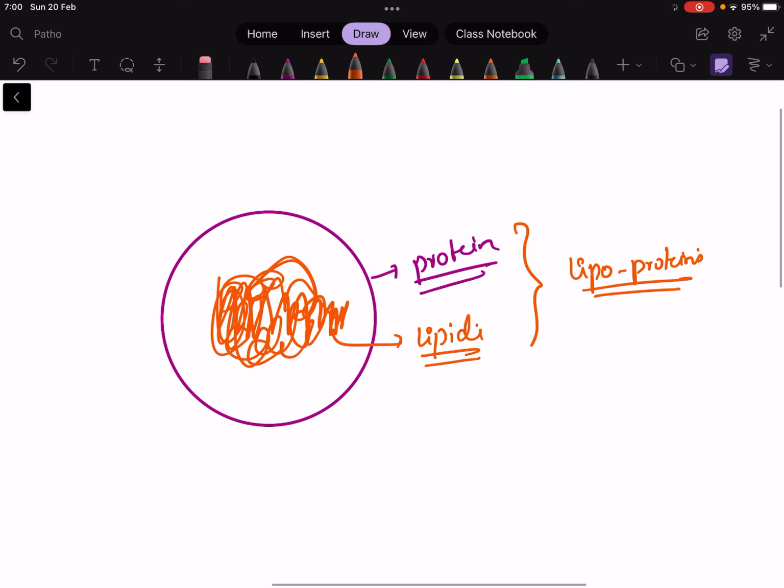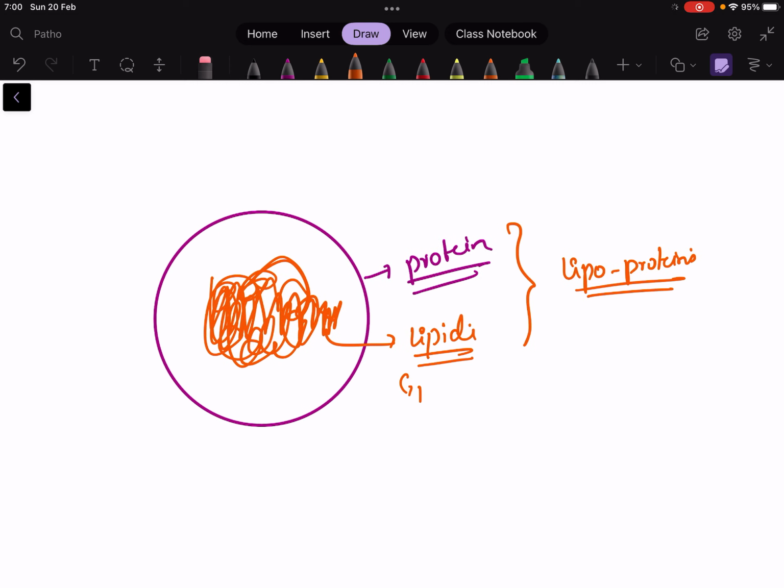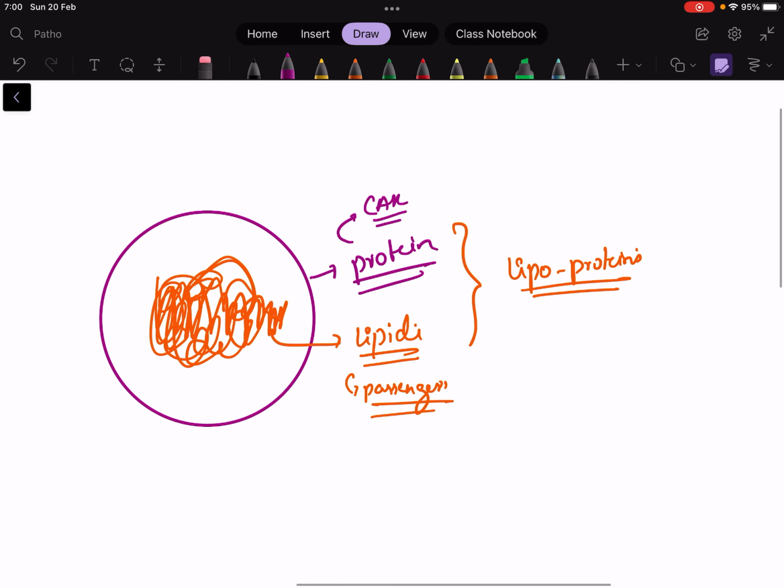Now I already told you that lipids are the passengers, whereas the protein shell, the protein covering which is present on the outside, is your car. There are different cars and different passengers. For each one I am going to discuss it, don't worry. So this entire complex is called a lipoprotein.